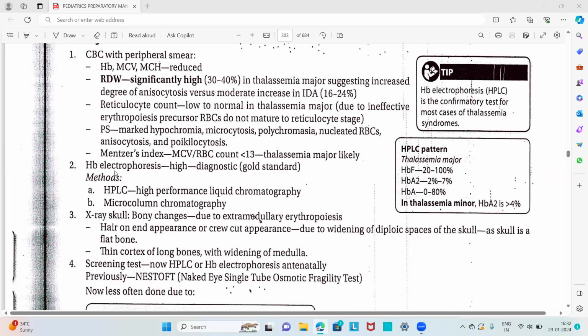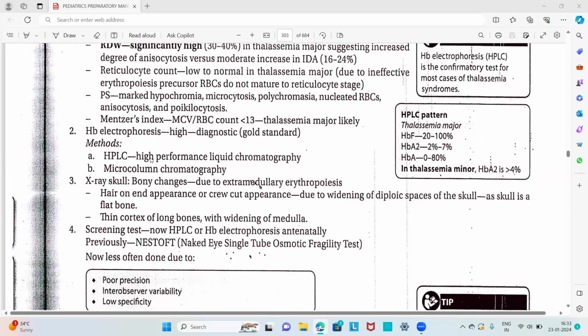Then we have to go for hemoglobin electrophoresis. It is the gold standard method. The methods are high performance liquid chromatography and also microcolumn chromatography. And we have to take an X-ray skull for the bony changes due to extramedullary erythropoiesis. Because of the bone marrow expansion, a hair on end appearance or crew cut appearance will be seen due to the widening of the diploic spaces of the skull, as the skull is a flat bone. Then we also have thin cortex of long bones with widening of the medulla.